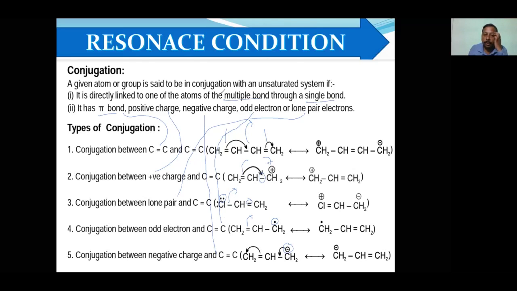Resonance is simple. A molecule can be explained. A molecule can have two or more than two structures, but no one is perfect. If three structures are there, all the three are not perfect. By clubbing them, we will have one single structure, that is the actual structure. That is also an imaginary structure, that is called resonance hybrid. Okay. So this is about the conjugation. Okay. This conjugation, how we are going to utilize it, that we are going to study in the next slide.